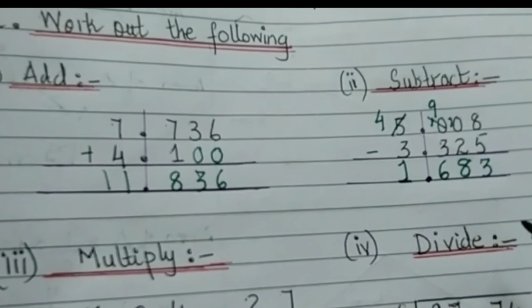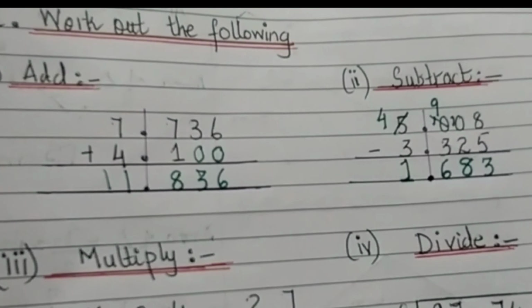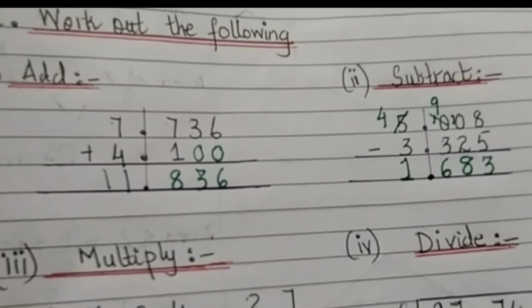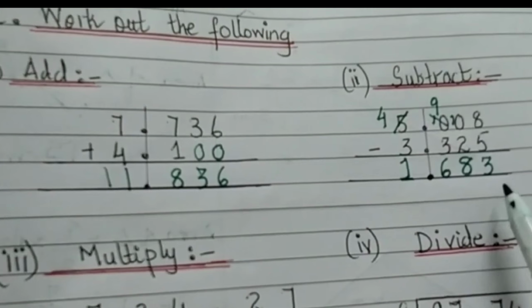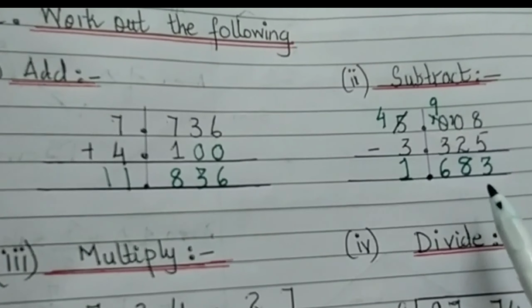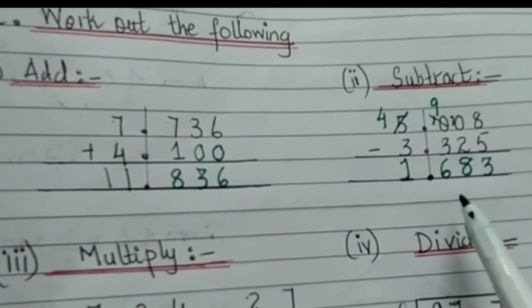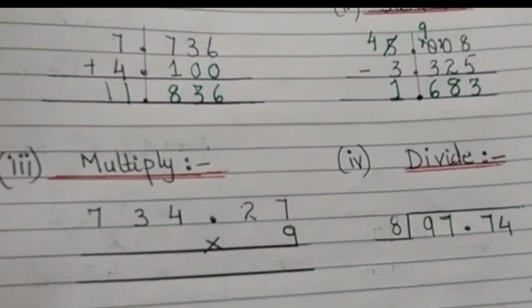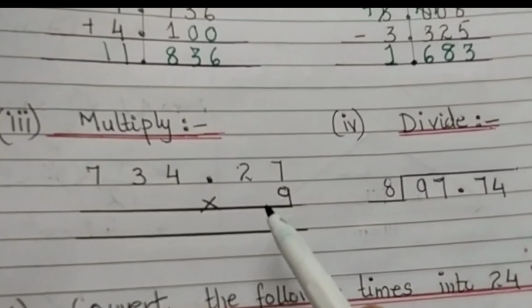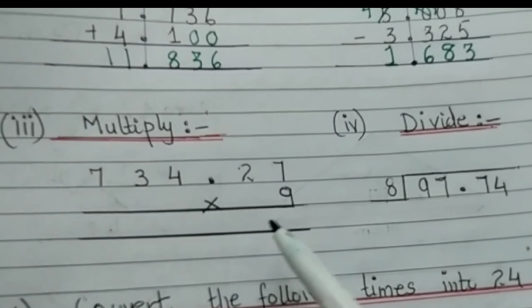So the answer is 1.683. You may recheck your answer, so am I. 8 minus 5, 3. 10 minus 2, 8. 9 minus 3, 6. And 4 minus 3 is 1. All right. I'm now moving ahead with the third question here.